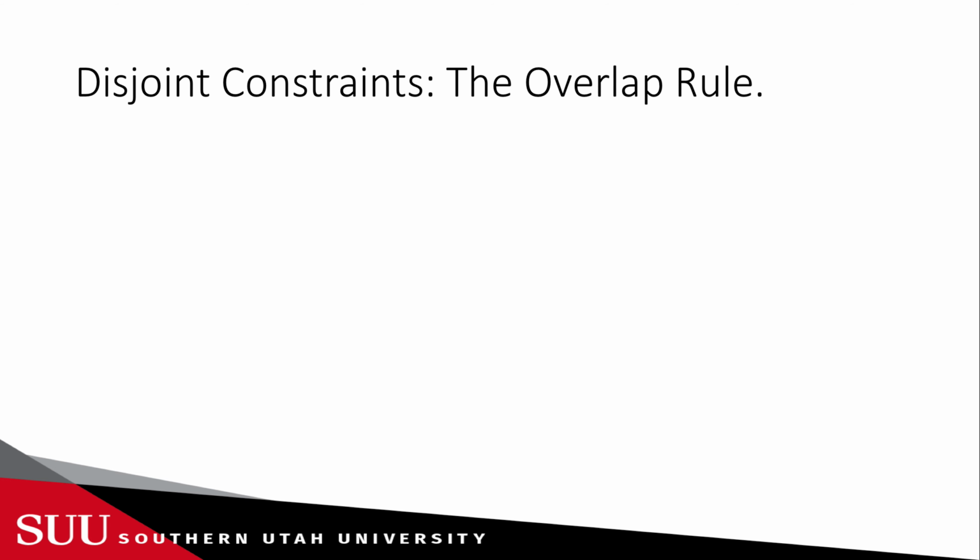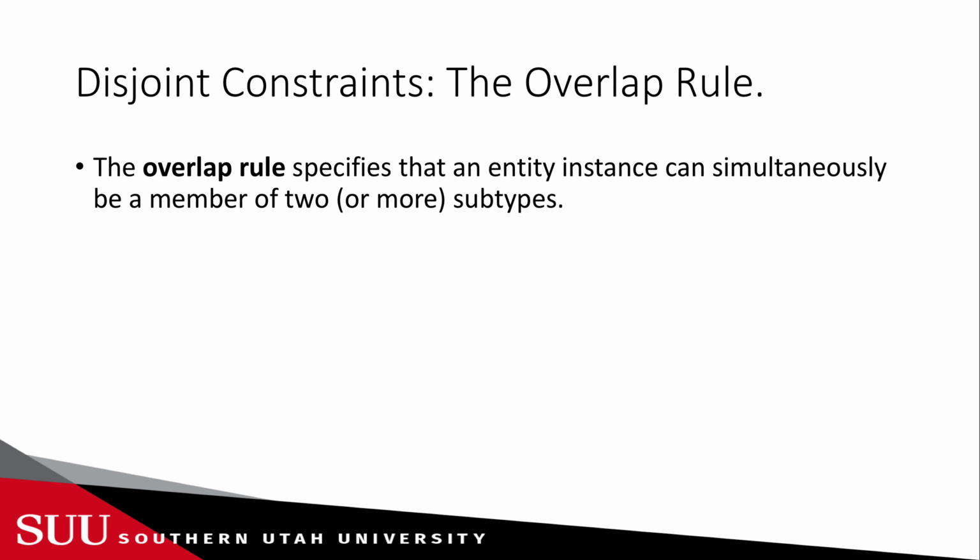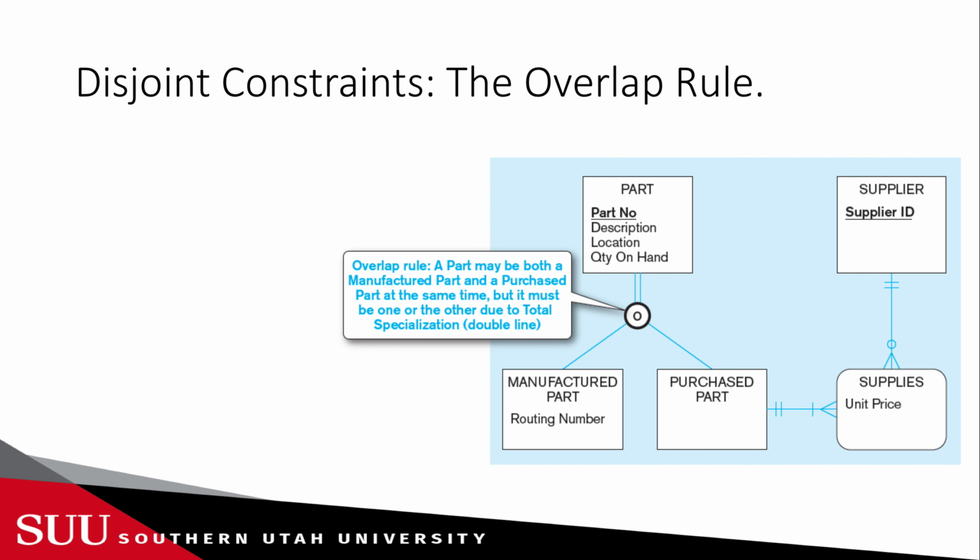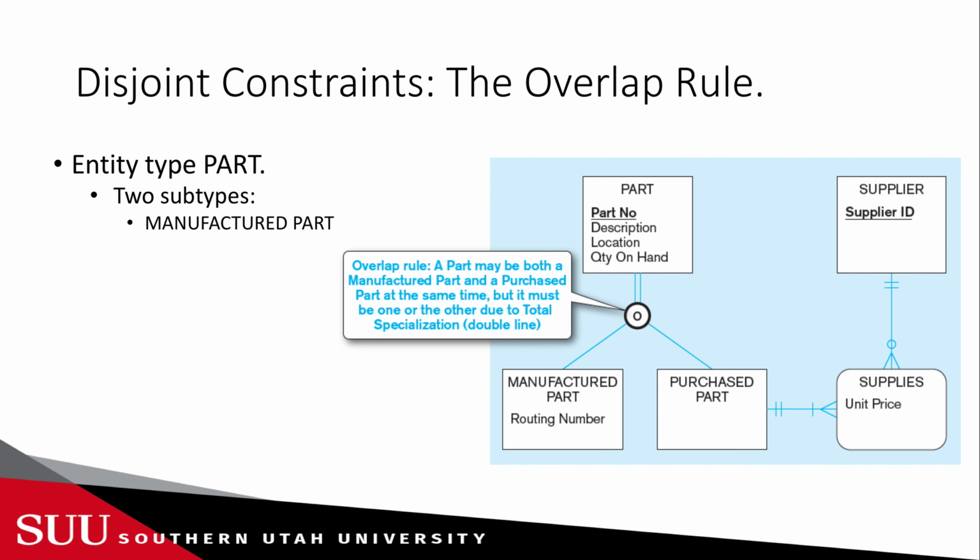What about the overlap rule? So you might have guessed it, the overlap rule means an entity instance can simultaneously be a member of one or more subtypes. So it is the opposite of the disjoint rule, and it's going to be denoted by the letter O in this circle again. So let's look at this example. So we have the entity type that is part that has two subtypes, manufactured part and purchased part. But let's look for an example that will make this true.